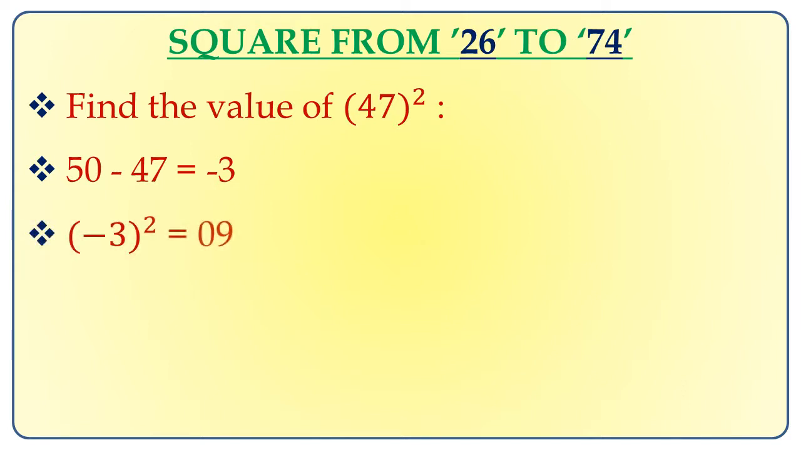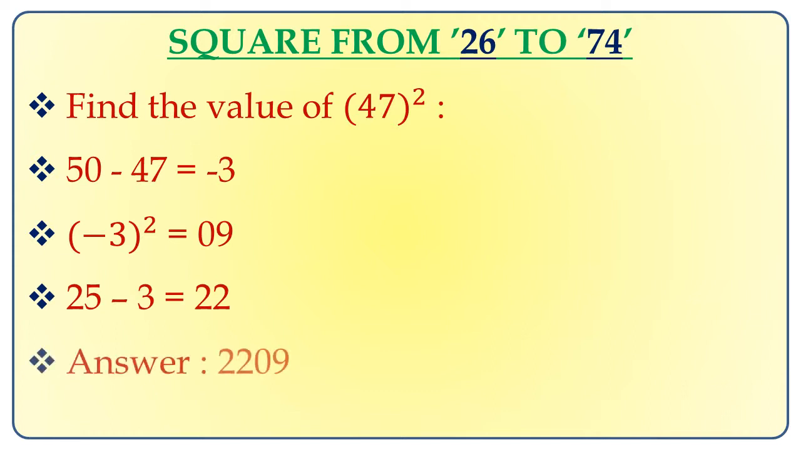But we do not take 9 here. We always take 2 digits. And if it comes 9, we have to put a single 0. So minus 3 square, we take 0, 9. Now 25 minus 3. In this case, it is minus 3 because the difference was minus 3. 22. So the answer is 2209.